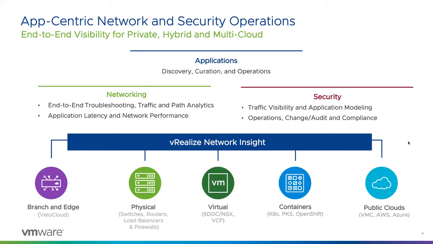a product, software-defined networking such as NSX. So when we look at, as I mentioned, going from the branch and the edge, utilizing things like VeloCloud, focusing on the physical network such as switches, routers, load balancers, and firewalls, focusing also on the virtual infrastructure, so software-defined data center, NSX, VCF. I talked about containers support with Kubernetes, PKS, and OpenShift, and then the same thing with public cloud, VMC, AWS, and Azure.